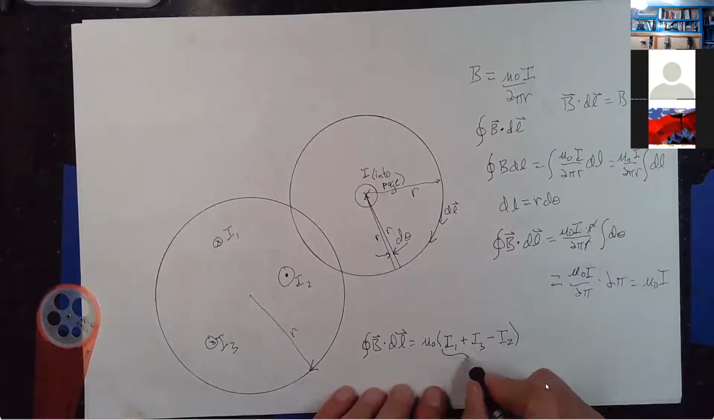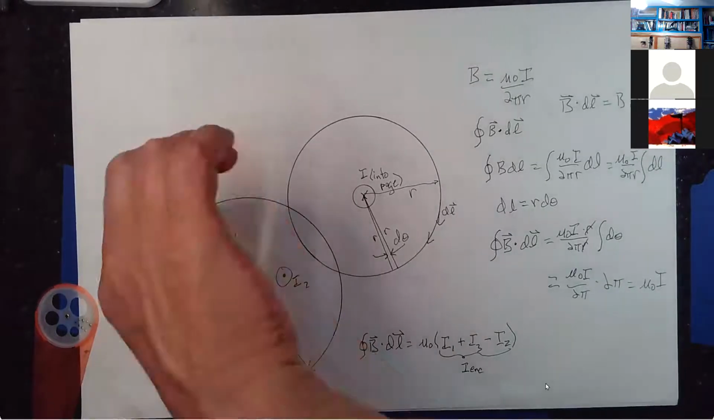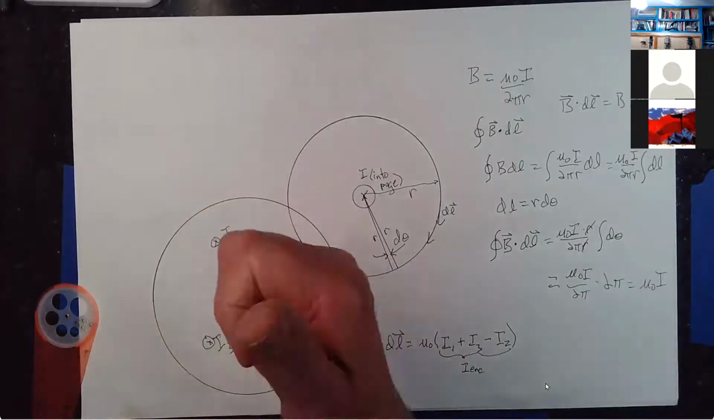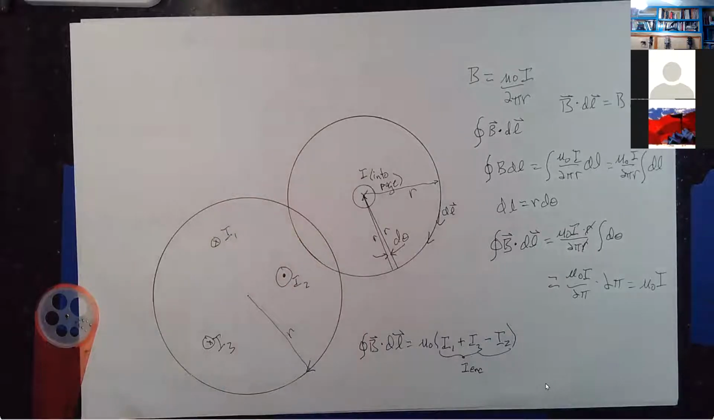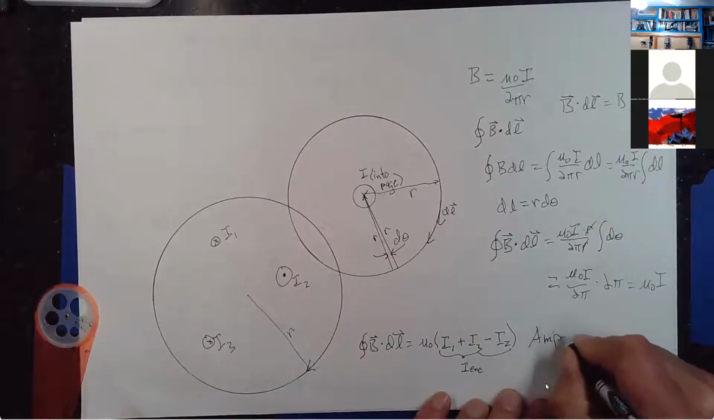Together we sometimes refer to these things as I enclosed. It's the current enclosed by the circle, and we can use a right-hand rule to determine if they're positive or negative. We can choose if they're going into the page, call that positive. If they're coming out of the page, call that negative. And this is what's referred to as Ampere's law.